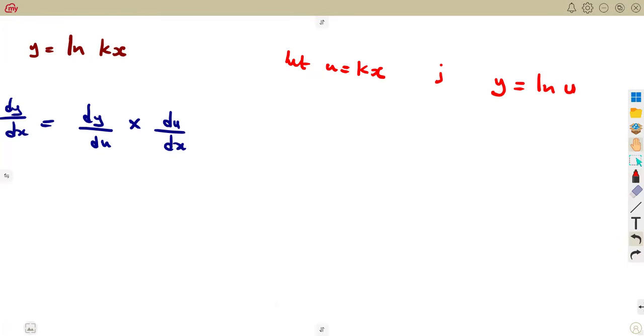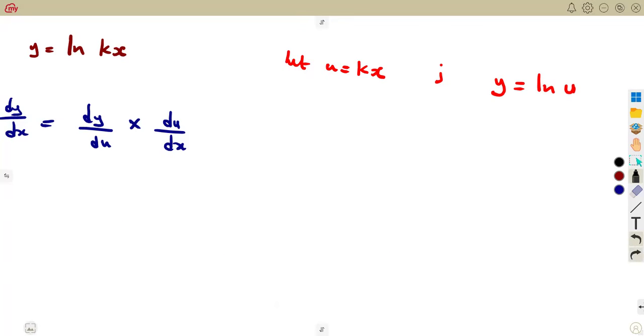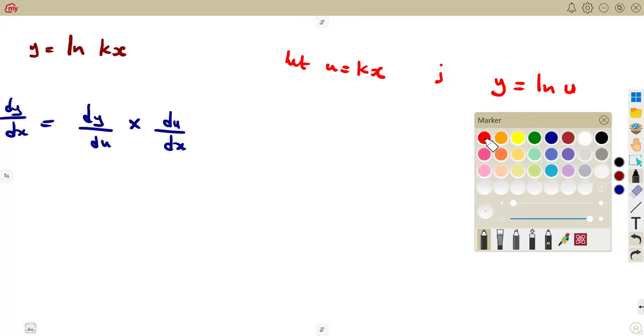After that is where you figure out what the formula is. The formula I need is dy du. So where do I get this one? From here. I need du dx. From where? From here. So we need to differentiate these. As we saw, we are going to need their derivatives.